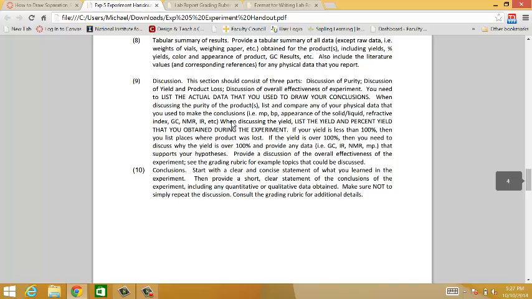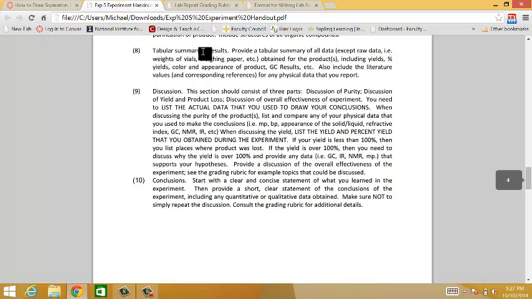Next, tabular summary of results. Now, tabular summary of results is something I use. Does it have to be in a table? Not necessarily. It could just be a listing of results. That's up to you. What we're looking for is that all the data is there. So provide a tabular summary of all the data except your raw data. So don't put the weights of vials and pieces of weighing paper and other stuff. Give me the final masses of stuff that you used.